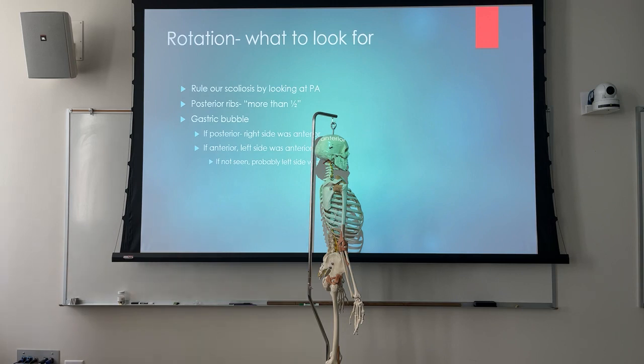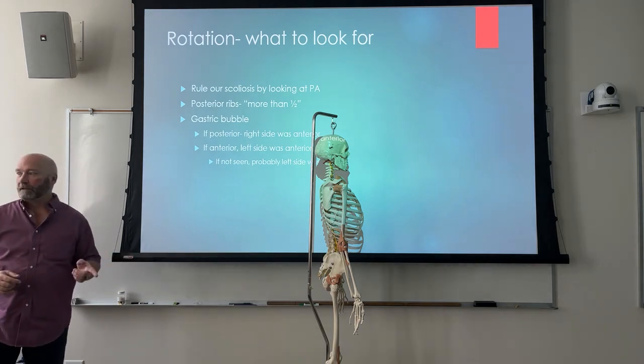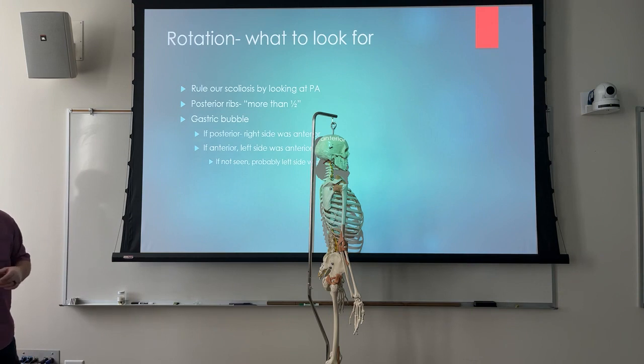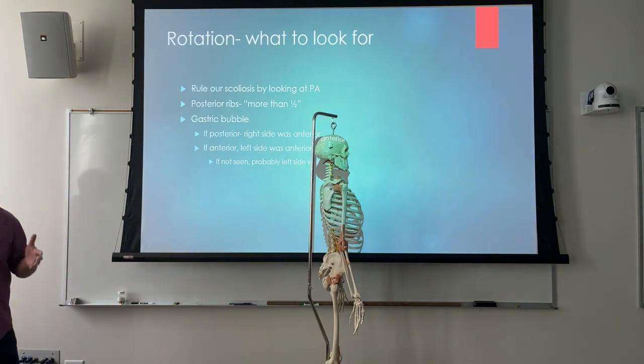So, rotation, what to look for. First off, look at your PA to rule out scoliosis. We talked about scoliosis last week. Your scoliotic patient with the lateral deviation, you're also going to have some twisting as well. What that's going to translate into on a lateral chest x-ray is rotation always. Now you get your image almost in real time. So you make your exposure for your PA, take a look at that.